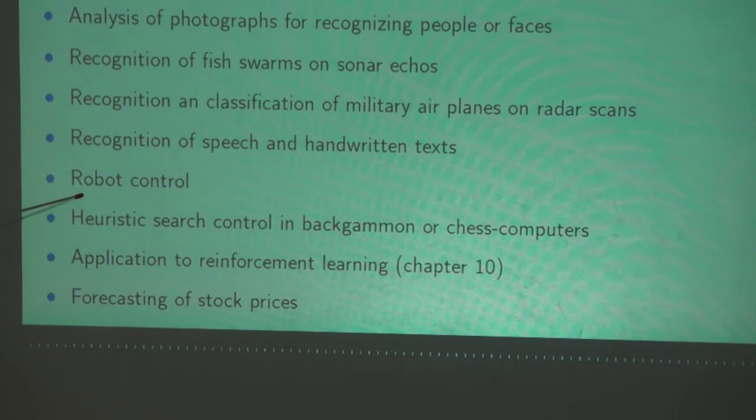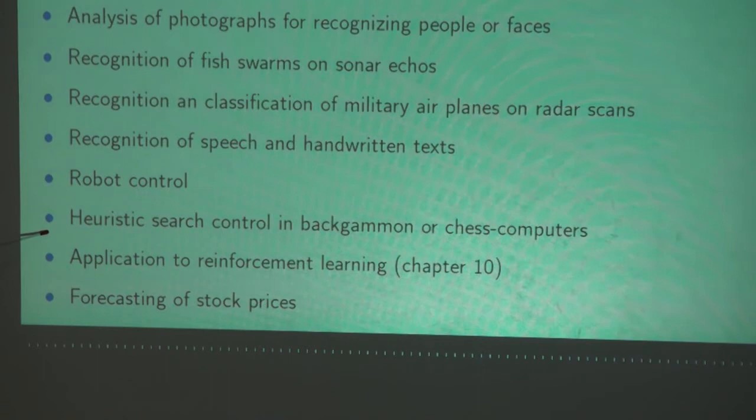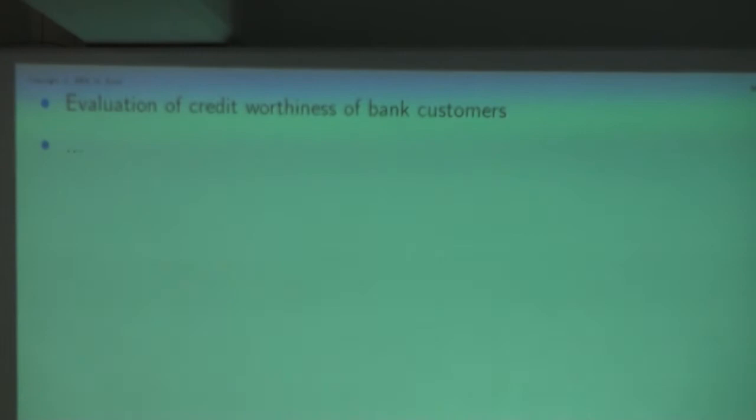Robot control, of course, there are so many difficult classification problems. Heuristic search in games like backgammon or chess computers. Then application to reinforcement learning, which we will see right now in the next chapter. Forecasting of stock prices, which is very popular. Evaluation of the credit risk of bank customers.